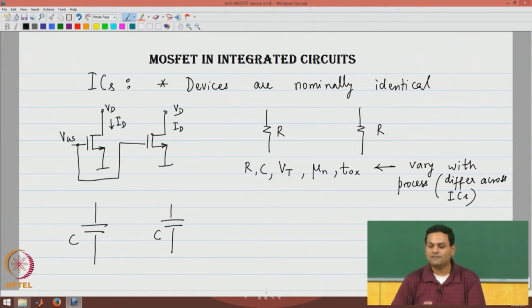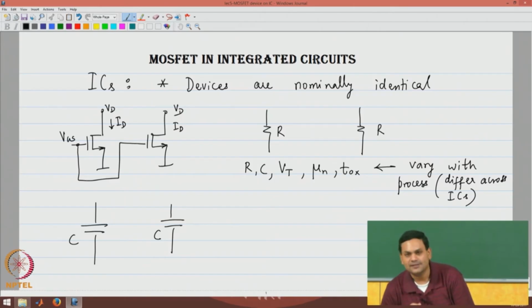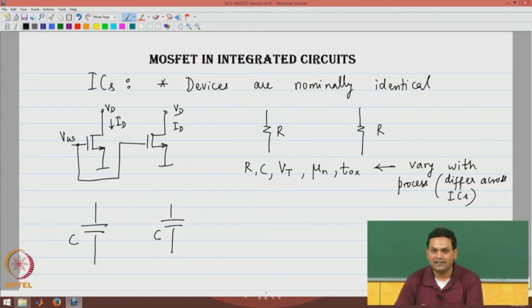Similarly, the value of Vt or mu n or the value of the resistance can be a function of temperature. If temperature increases, if the resistance has a positive temperature coefficient, the value of the resistance will also increase. What I am assured, however, is that if the two resistors are on the same integrated circuit, they will experience the same temperature change because they are so close to each other. So, in other words, what I am assured of is these devices will be nominally identical, they will experience identical variations.